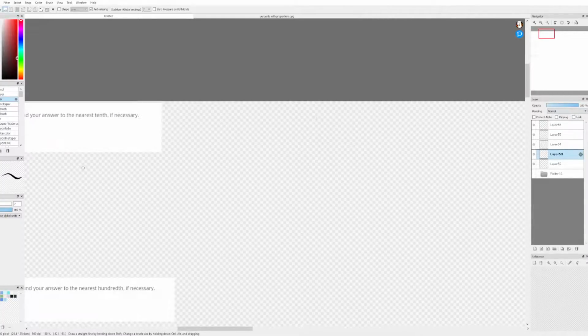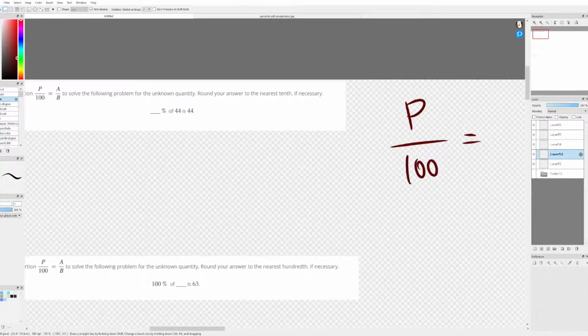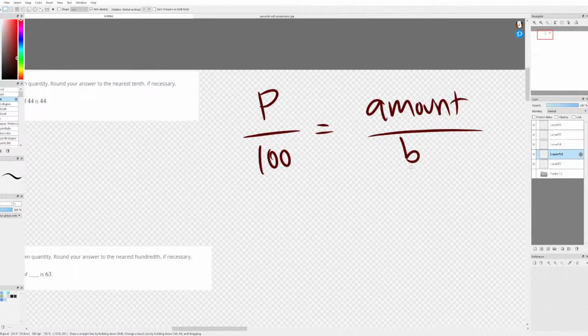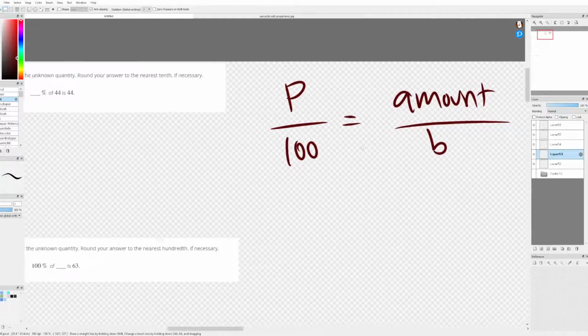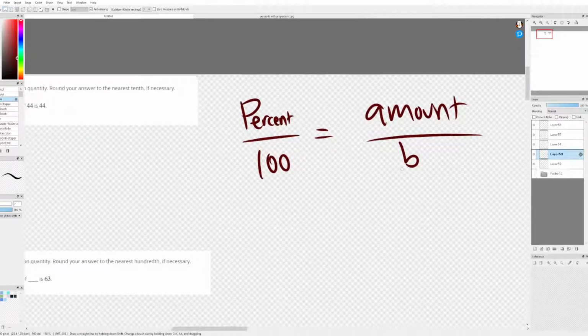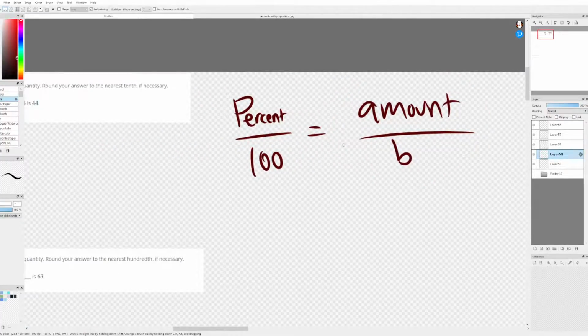The other is using the basic proportion. P over 100 is the same as amount over B, and I don't remember what the B stands for, but we'll get into that in a minute. P is percent. 100 is what makes it a percent, because a percent is out of 100. And then amount over B, they'll be equal basically.